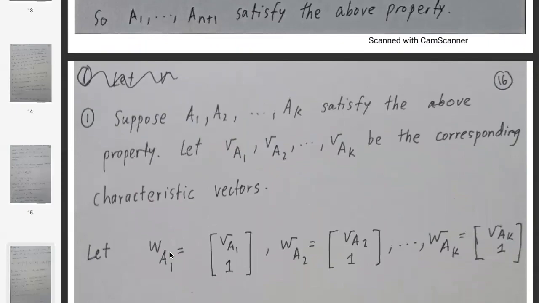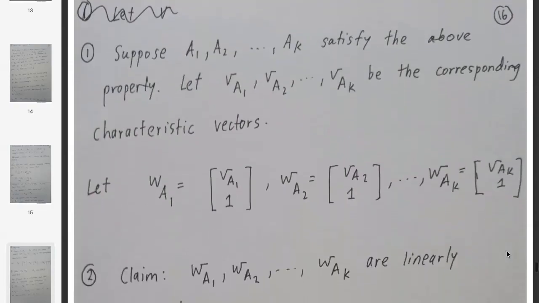But now we do something else. The correct thing to do here is we modify the characteristic vectors by adding a 1 in the last component. So each characteristic vector is a vector with n components. For each characteristic vector, we just add another component and add a 1. So now these are vectors in Rn plus 1. We set wa1 to be va1 with a 1 on the n plus 1 entry, wa2 to be va2 with a 1 in the n plus 1 entry, and so on, wak to be vak with 1 in the n plus 1 entry.